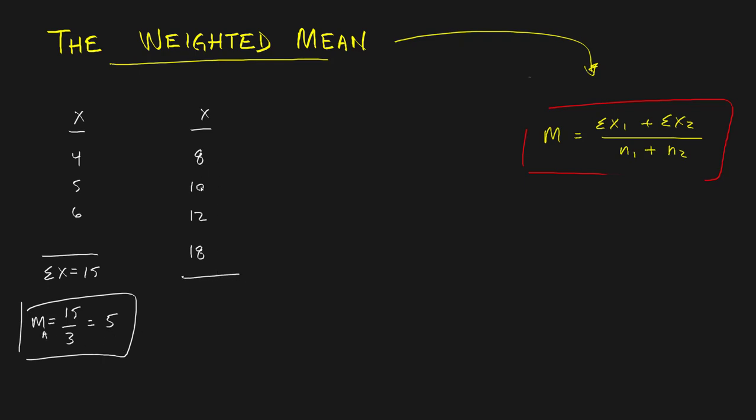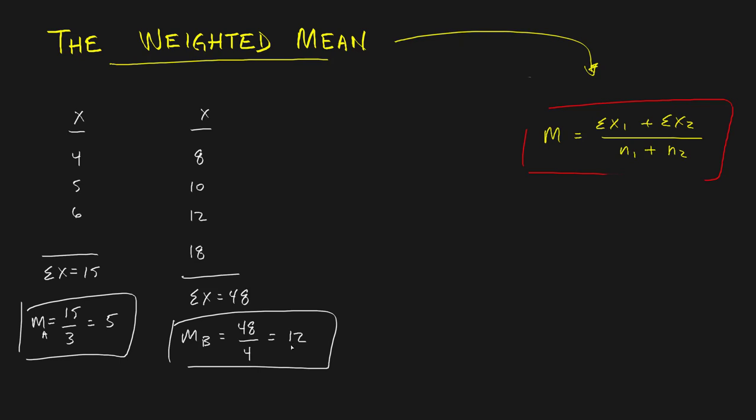Well, I've got 8 plus 10, that makes how much? That's 18, plus 12, that makes 30, and then this brings me up to 48. So the sum of x here is 48. The mean for group B is going to be 48 divided by, I have 4 scores now, this gives me 12.